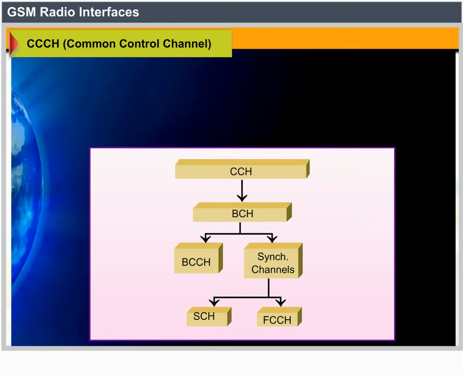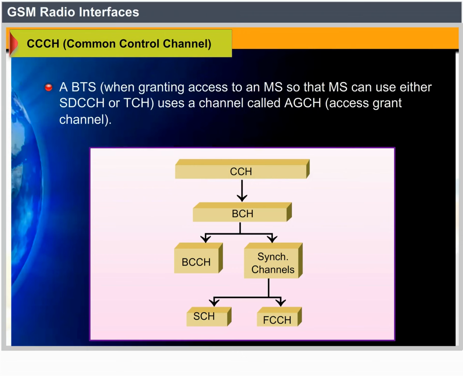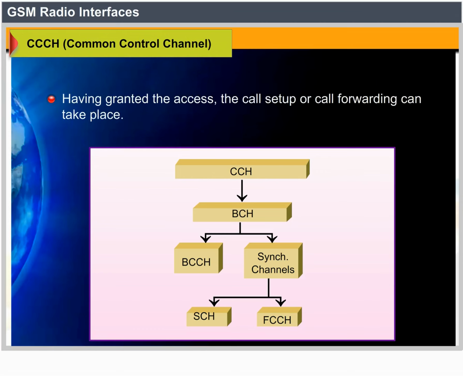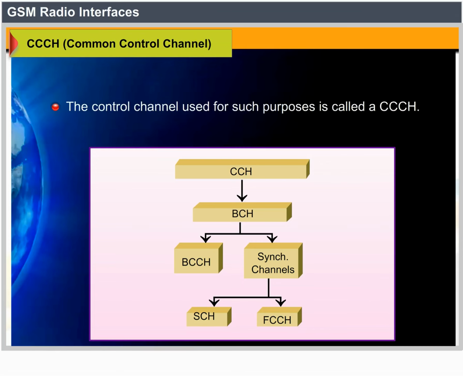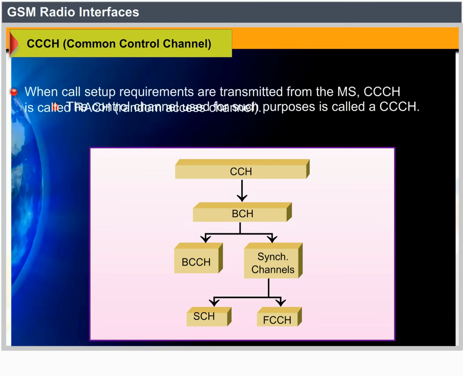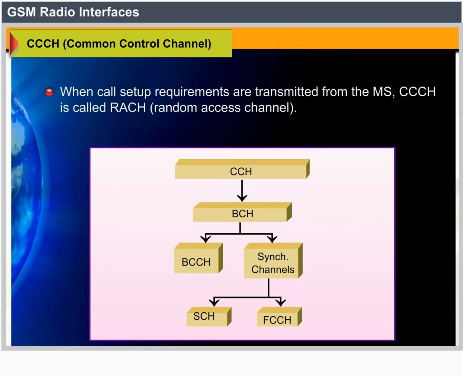CCCH, common control channel. A BTS, when granting access to an MS so that the MS can use either SDCCH or TCH, uses a channel called AGCH, access grant channel. After the access is granted, the call setup or call forwarding can take place. The control channel used for such purposes is called a CCCH. When call setup requirements are transmitted from the MS, the CCCH is called RACH, random access channel.